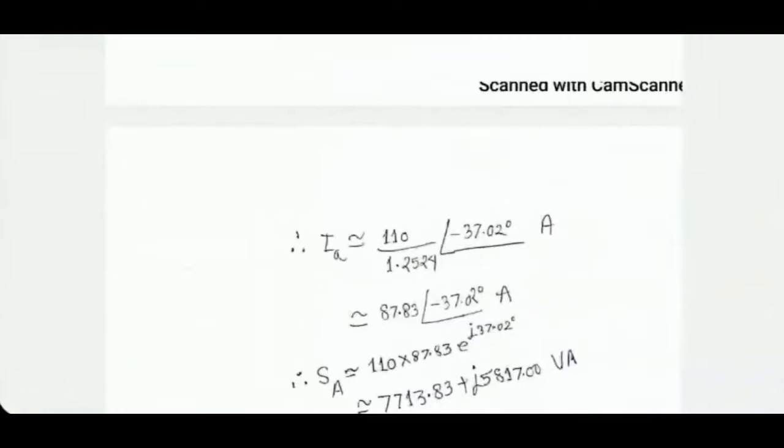SA will be VAN multiplied by the complex conjugate of IA. So VAN, now the half is not there. I was initially defining complex power with 1 by 2 in the beginning. But since we are dealing with RMS values, 1 by 2 will go away. You have to do it all again and again to get this clear in your head. So 110 is the V RMS, and IA complex conjugate will be 87.83 multiplied by e to the power plus j 37.02 degrees.